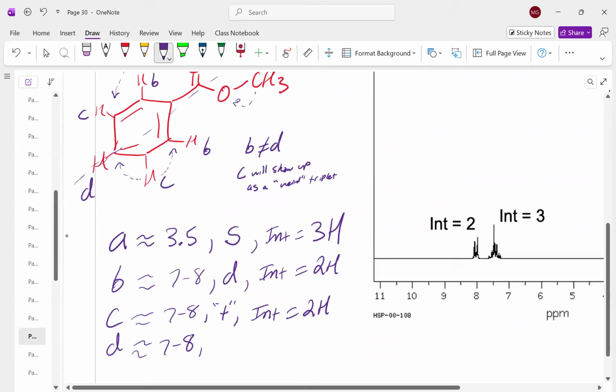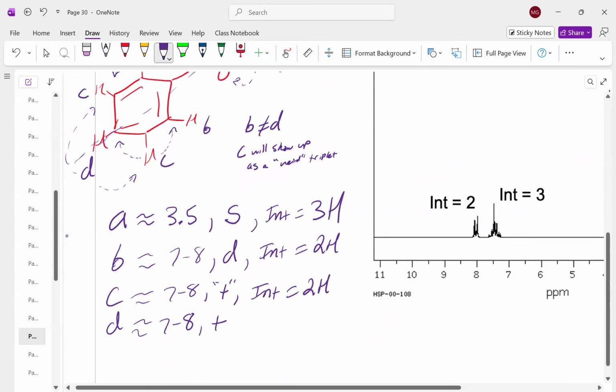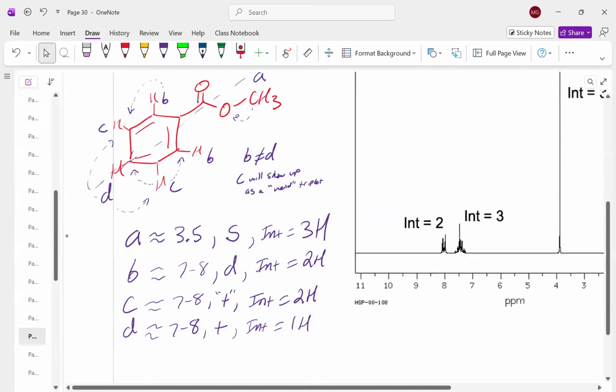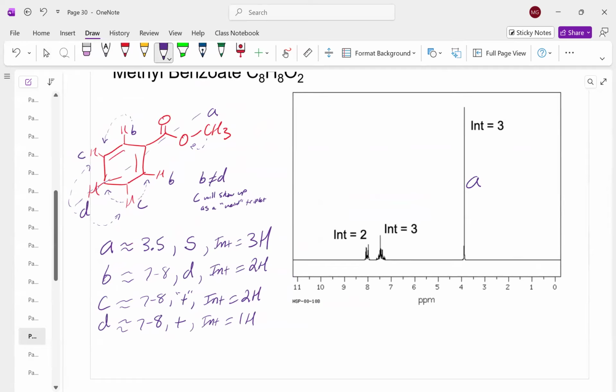And then D, notice D is adjacent to a C one way and adjacent to a C the other way. So that would show up as a nice triplet. And there's 1 D hydrogen, so I should see an integration of 1. Now let's go look at our NMR. Okay, so just like I predicted for A, there should be a signal somewhere around 3.5 or so. It's a little bit more, that's fine, but somewhere where I predicted. And I also predicted that it should be a singlet. And look at that, its integration is 3 as well.